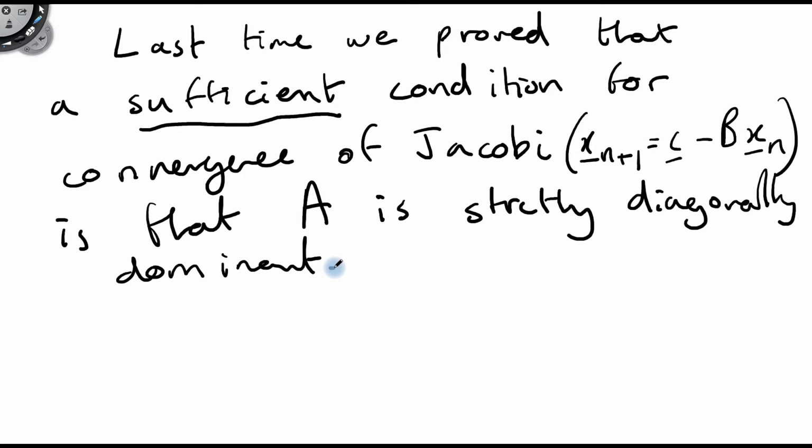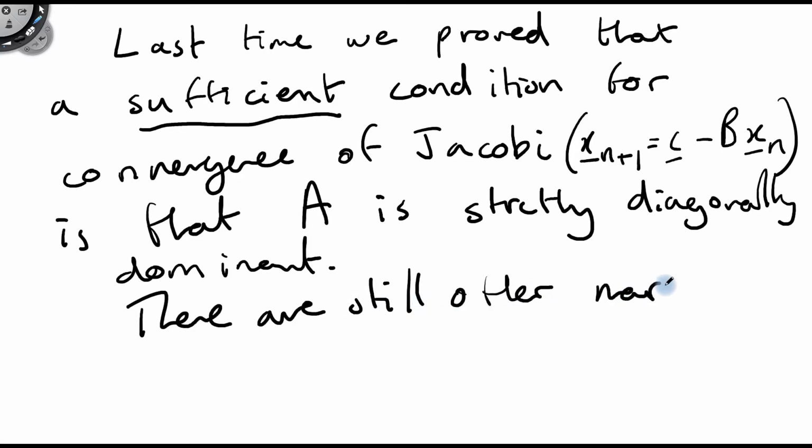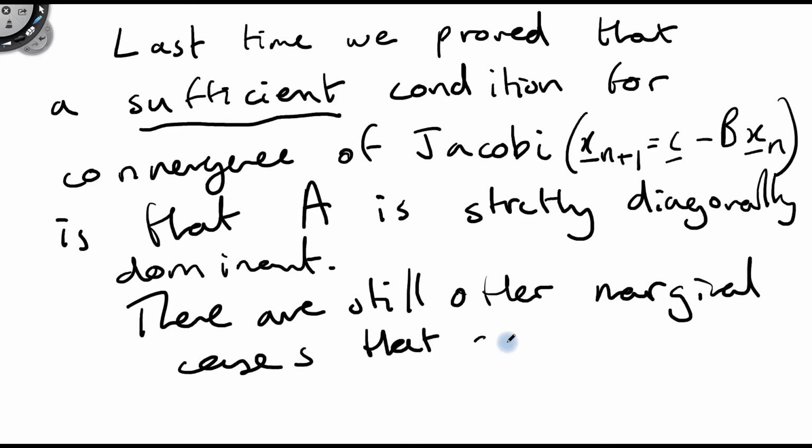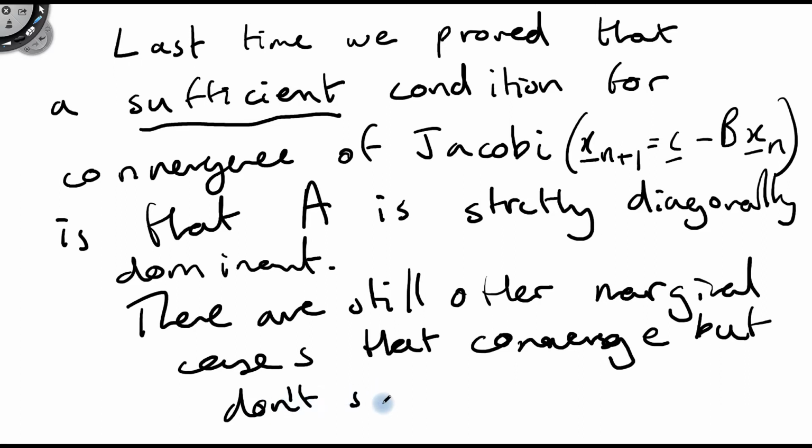Now this word sufficient means that if you have a diagonally dominant matrix it will converge, but there are other marginal cases where it still converges even though A is not strictly diagonally dominant by our criterion. So there are still other marginal cases that converge but don't satisfy the above.